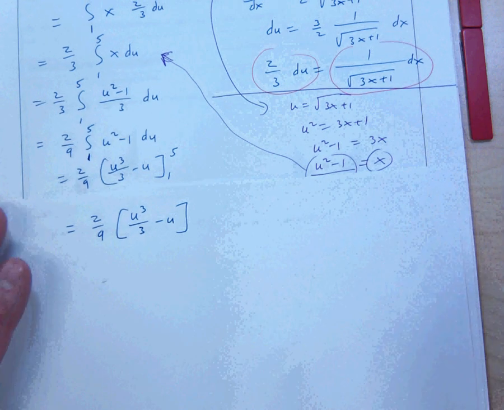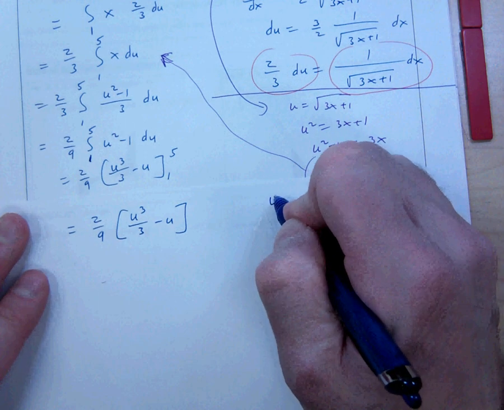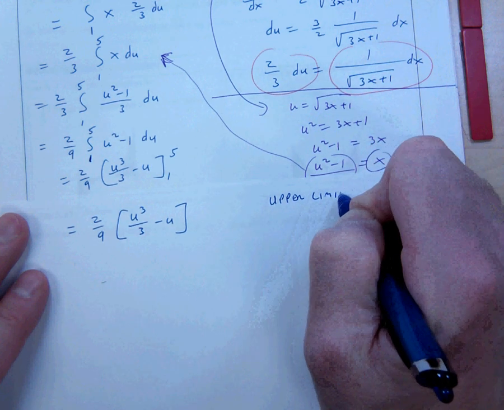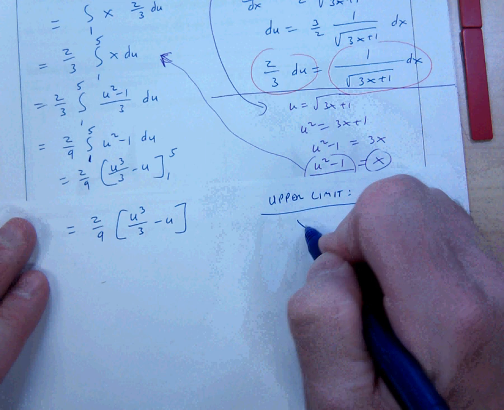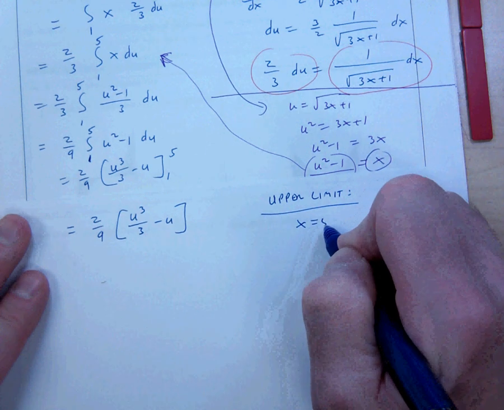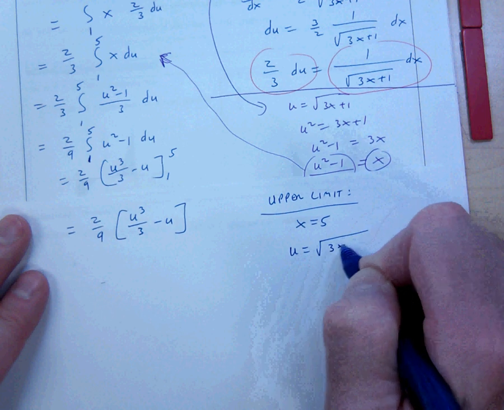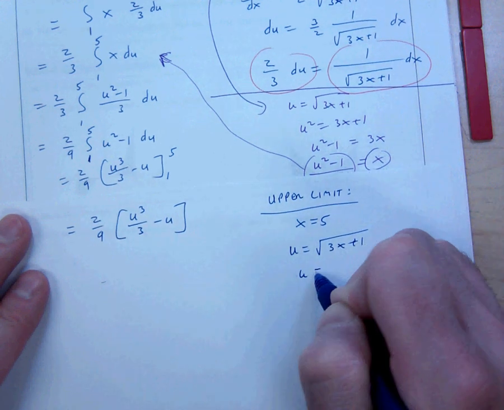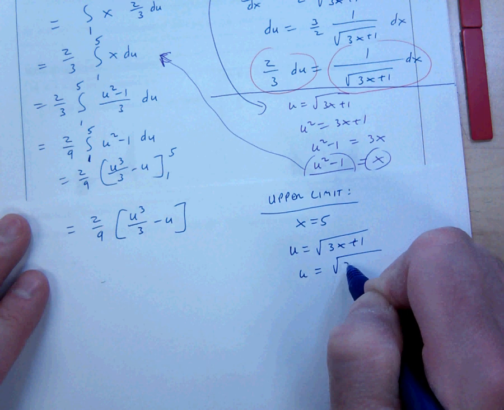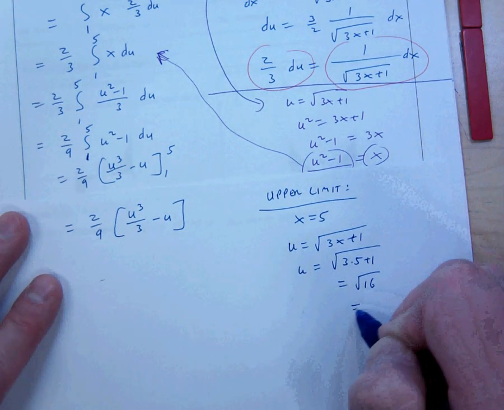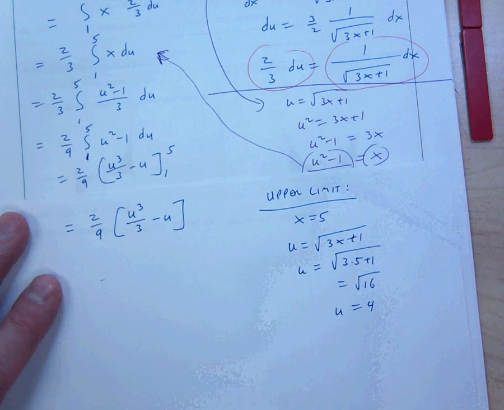So, okay, how about the upper limit? How about the upper limit? The old upper limit was what? X equals what? 5. And so using the fact that u equals the square root of 3x plus 1, what do I get? Don't I get square root of 16, which is 4? Yes, that's my new upper limit.